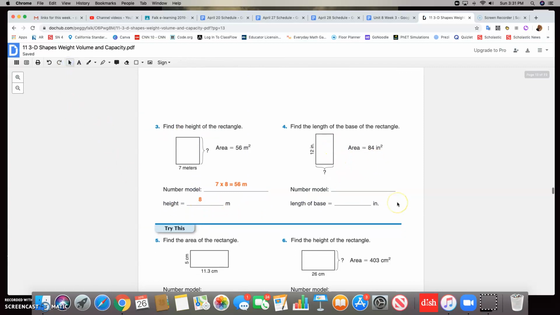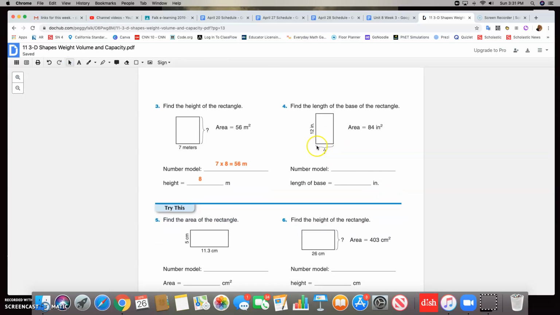Okay, here's another review. Find the length of the base. So I don't know the base. I don't know the length. I know how tall it is, the height or the width. So what times 12 equals 84 inches squared? So if you've done your math, you're going to say 7 inches times 12 equals 84 inches squared. So the length is 7 inches.